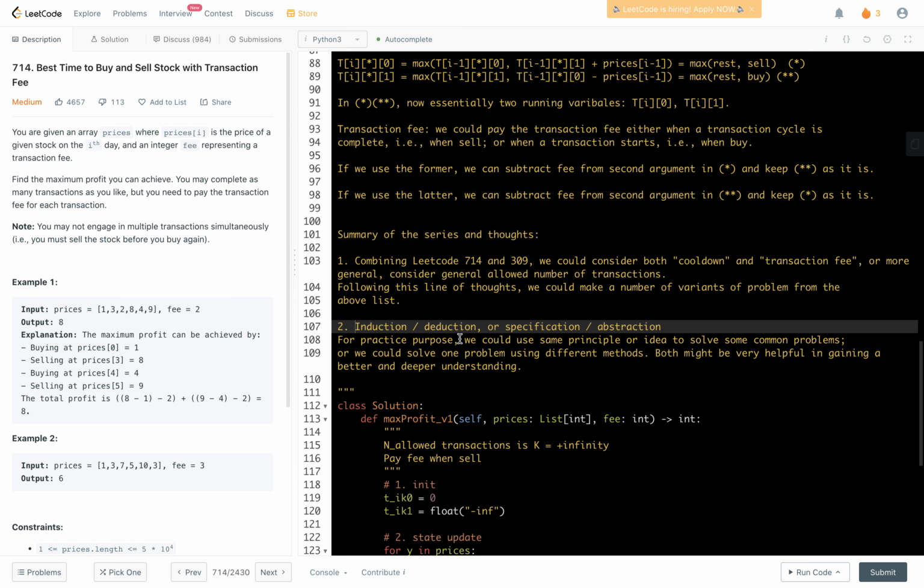And the second is basically a thought. Here we use induction or deduction, or specification or abstraction. From a practice point of view, we could use the same principle or the same idea to solve some common problems. Or we could solve one problem using different methods. Both might be very helpful in gaining a better and deeper understanding.